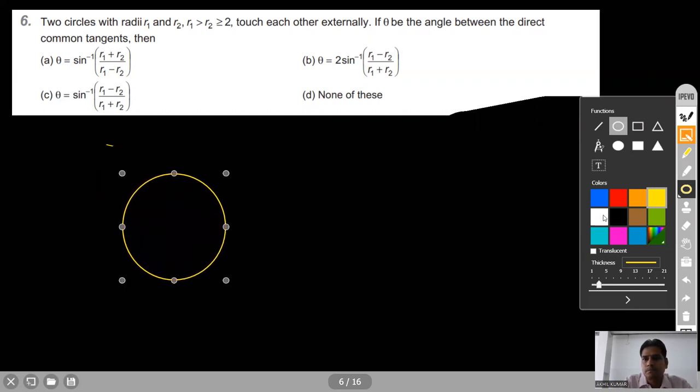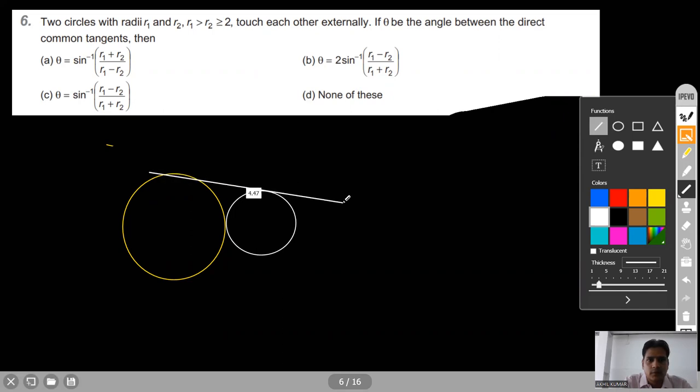And this will be our second circle. And now we can draw the direct common tangents. It will be like this. I'm drawing one more direct common tangent from this side. So it will be like this. Now it's okay.